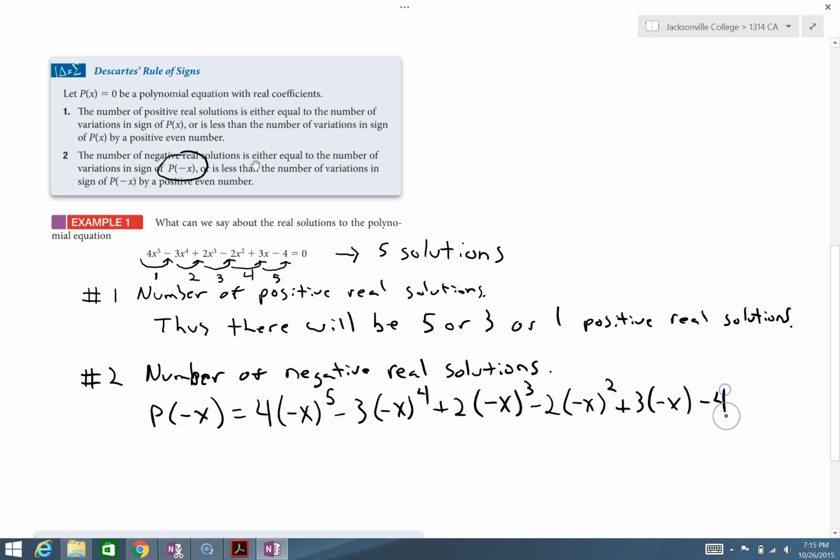minus 4. All right, so now we'll simplify this expression. Well, negative x to the 5th will be negative 4x to the 5th. That is, if we take negative x to the 5th, that returns negative x to the 5th, and negative times this positive is a negative there.